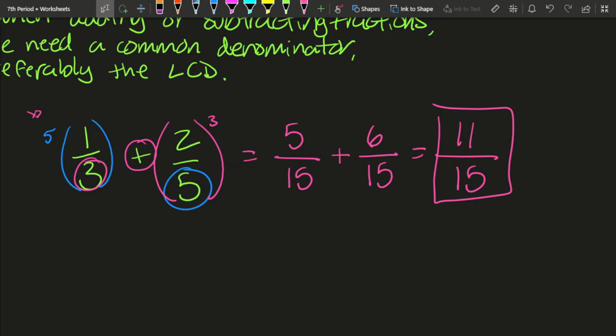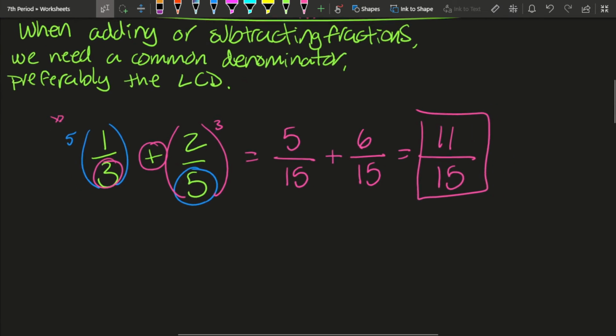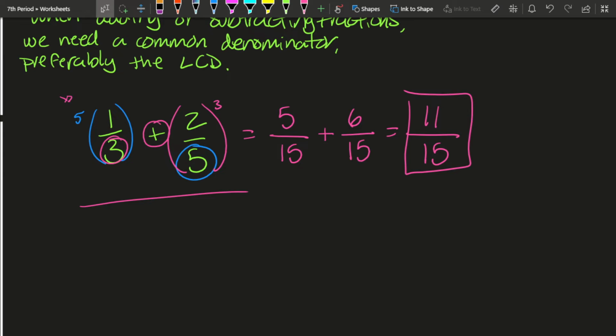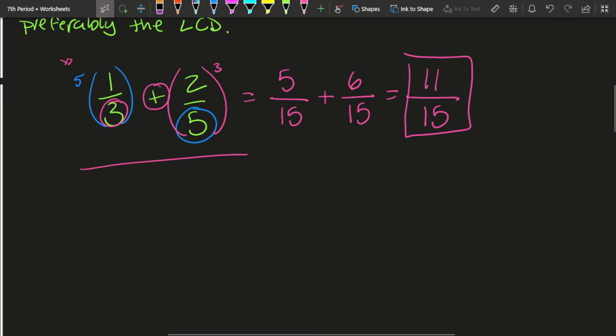However, if this was not the least common denominator, the next step would be to simplify the answer to the lowest, to the simplest form. Any questions so far? Now, I'm gonna take the same fraction and work it a little different. This is a method that was presented to me by one of my previous students a few years ago.